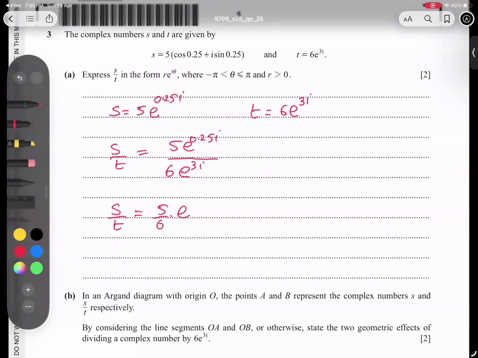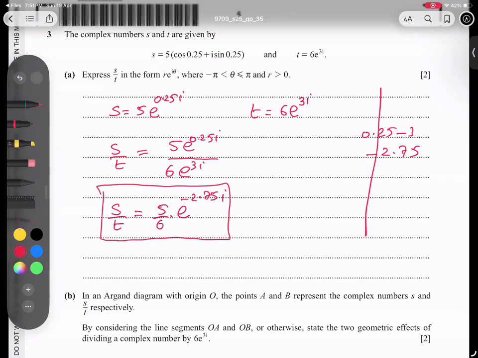Now for the exponential, what's the basic formula? We have upper power minus lower power. So it means 0.25 minus 3, we got negative 2.75. So I'm getting here, students, negative 2.75 iota. So this is done. Alhamdulillah. r is 5 by 6 and theta is negative 2.75. I think this part is very clear. You write it before or after, no problem at all. This is my answer for part number 1.